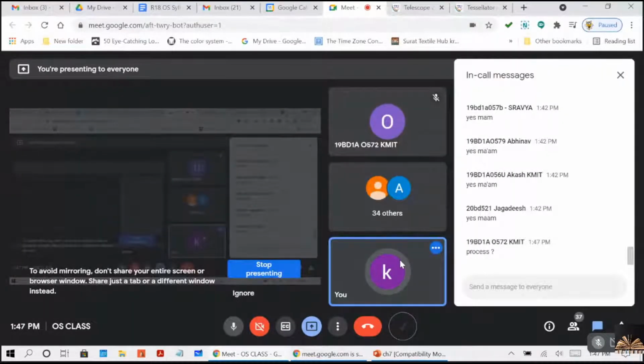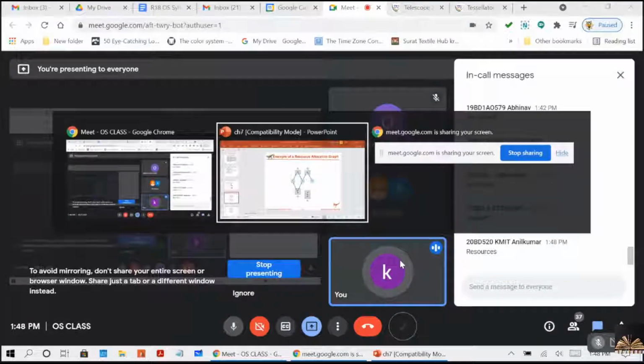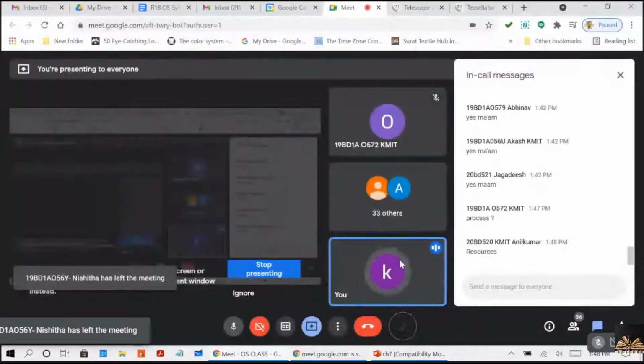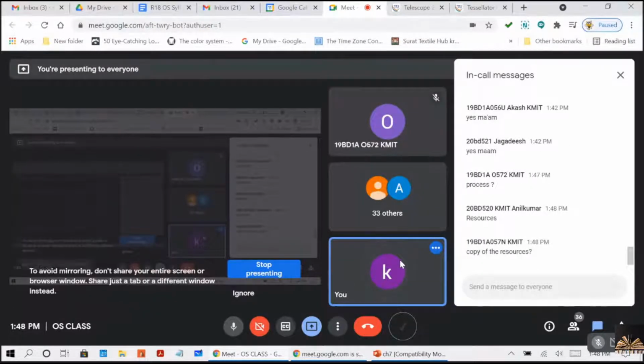Please respond. I am asking about resources, R1, R2, R3, R4. We have three processes, P1, P2, P3, and resources R1, R2. What do you mean by instances of the resources? Why does R1 have only one dot, R2 two dots, R3 one dot, R4 three dots? What does it mean? Yes, the number of copies of the resources, right?